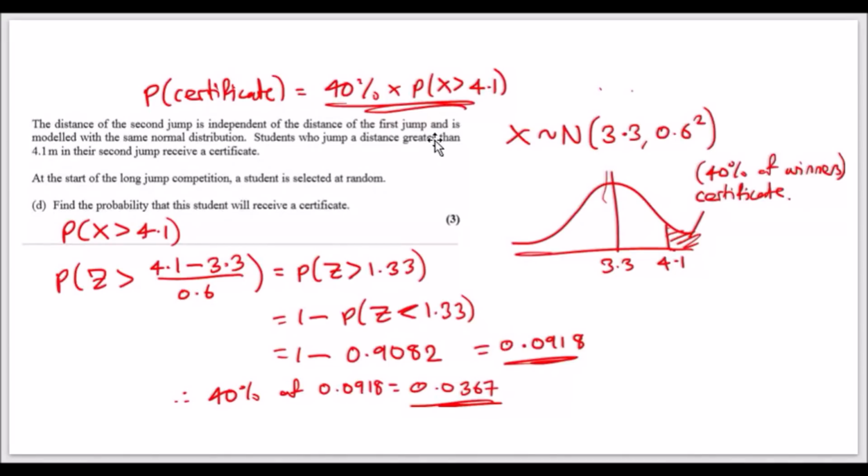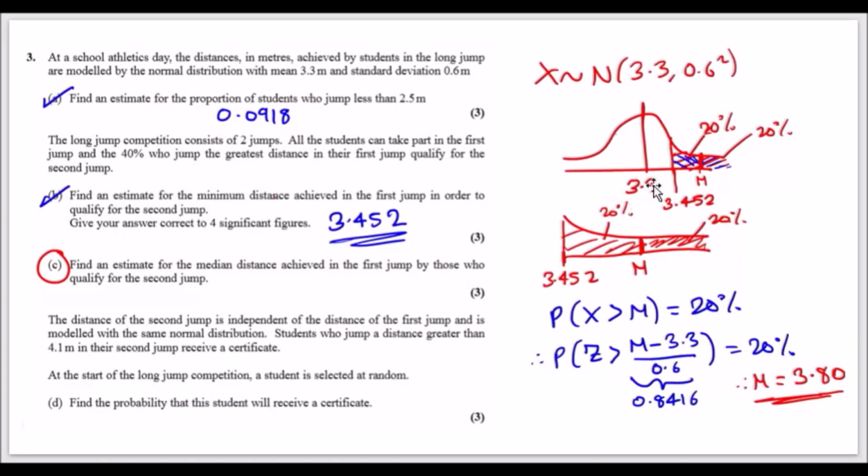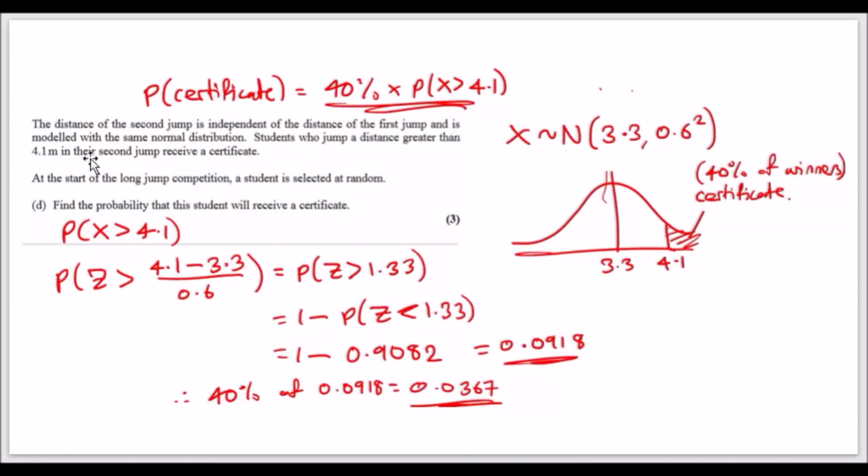All right, so here we go. This is the D part now. The distance of the second jump is independent of the distance of the first jump. So this means we're having some sort of independence rule. In other words, of course, to be in the top 40% here, we need to at least have been in the top 40% first. And it is modeled with the same normal distribution. So we've got the same normal distribution here.